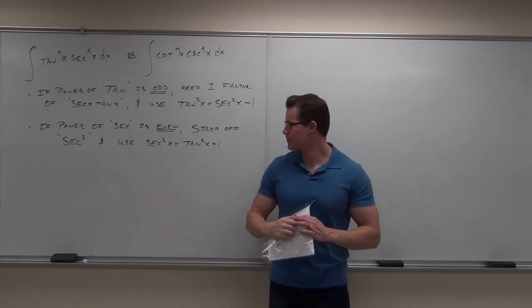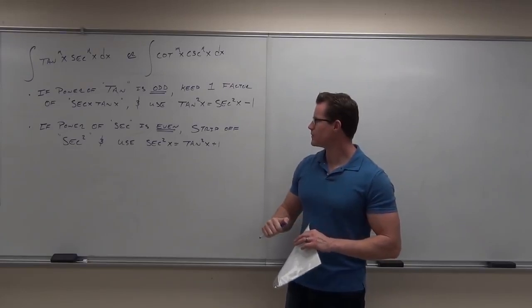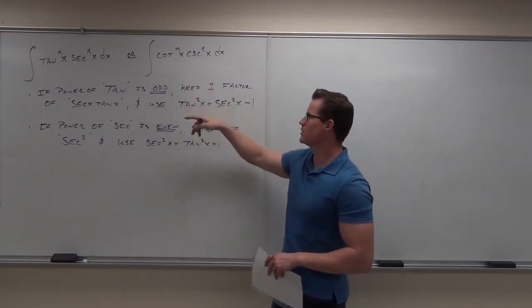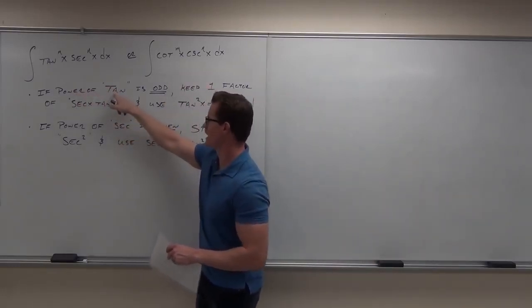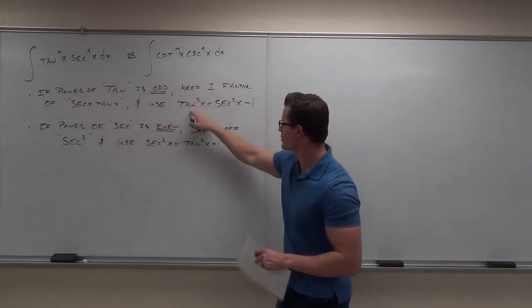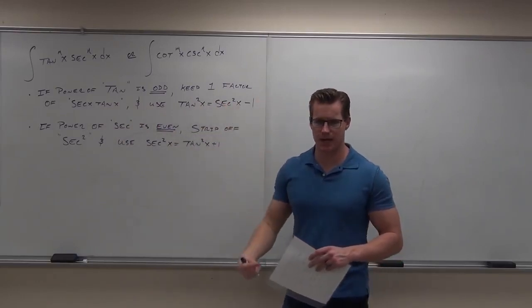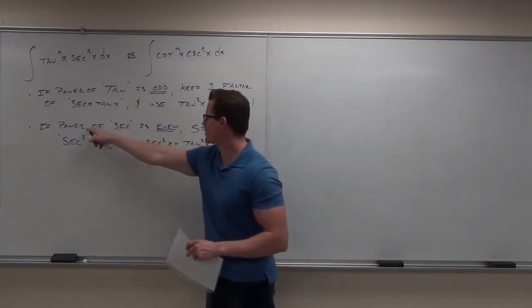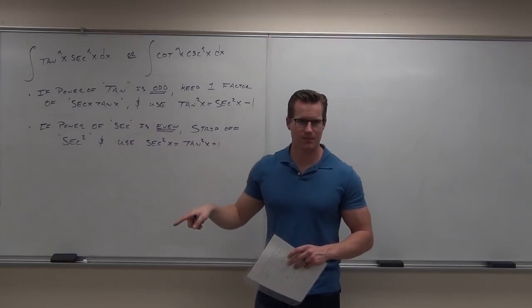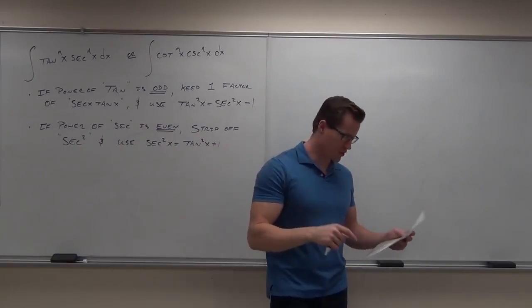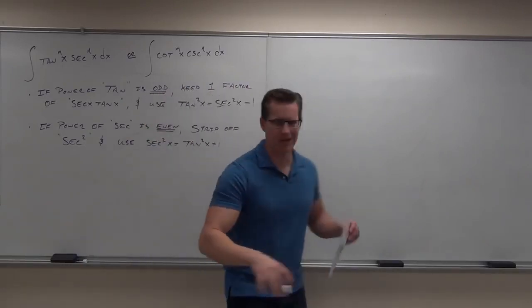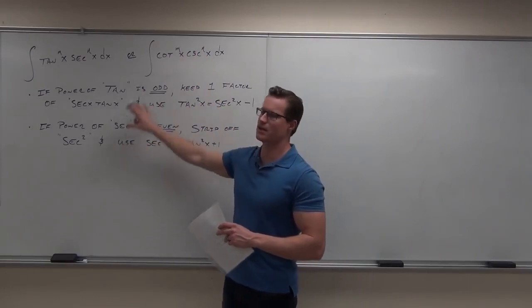Question: do those two definitions work for cotangent or cosecant too? That's right. You could read it this way: if the power of cotangent is odd, keep one factor of cosecant cotangent and use cotangent squared equals cosecant squared minus 1. Does that make sense? If the power of cosecant is even, strip off cosecant squared and use the appropriate identity. You guys with me? Okay, so make sure your identities are good to go and we'll be absolutely fine. Very similar ideas here, which is why I'm not going over this one completely separately. It's the same thing.